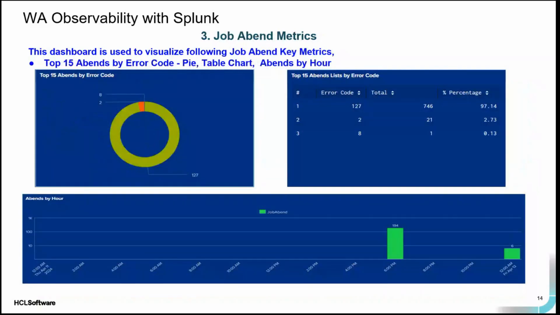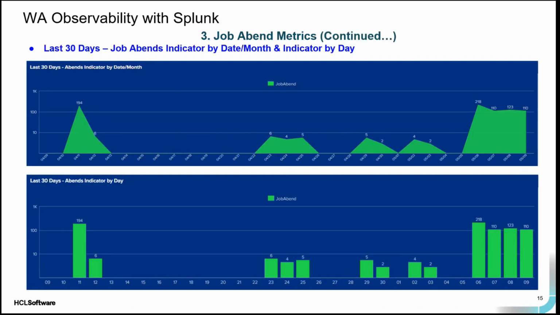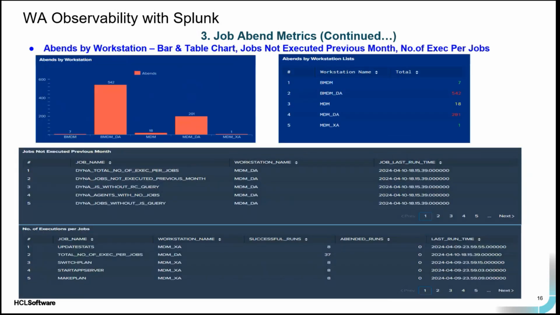And the third one is job Abend metrics. These are the metrics that are part of the job Abend metrics: top 15 Abends by error code and their list, Abends by hour, and then last 30 days Abends indicator by date and month, and last 30 days Abends indicator by day. Then we have Abends by workstation, and Abends by workstation list, and the next two are additional metrics. We have the jobs not executed in the previous month and the number of executions per job.